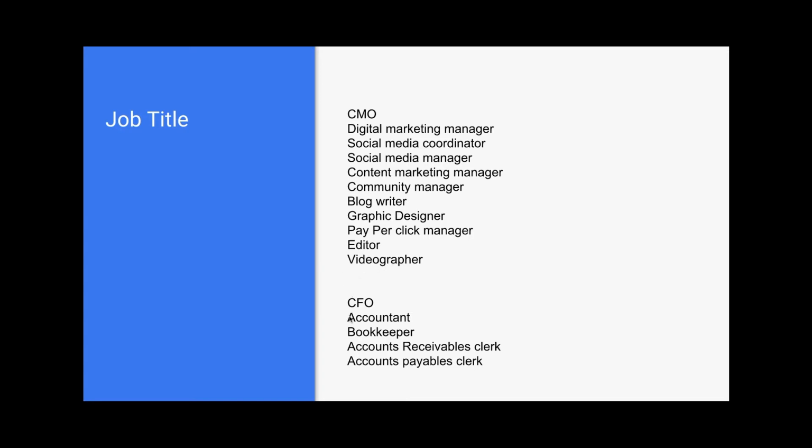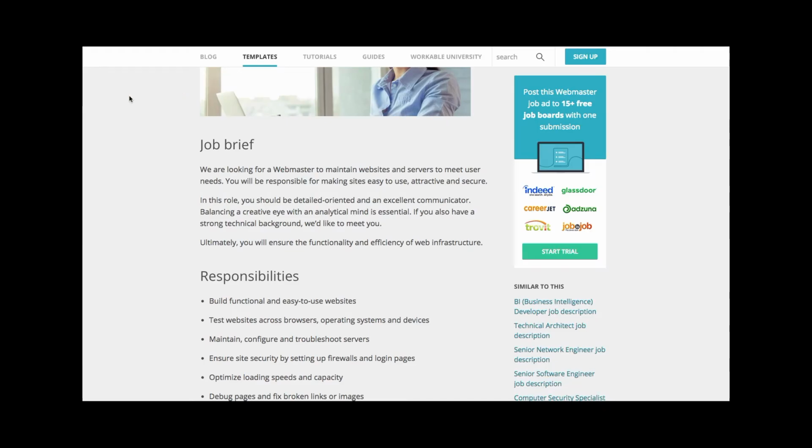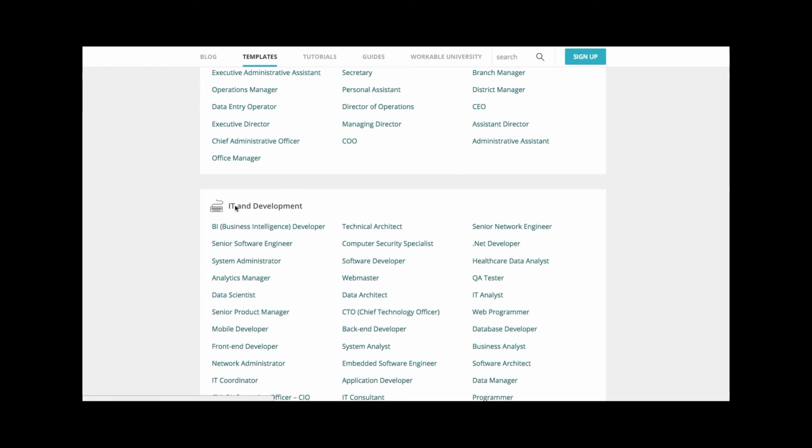Moving on to finance, at the top of the tree there's CFO, then we have accountant, bookkeeper, accounts receivable, accounts payable clerks. And again, going back to Workable, most of those roles that I just described, most of them have job descriptions attached to them in here if you just click on them. So again, resources.workable.com.